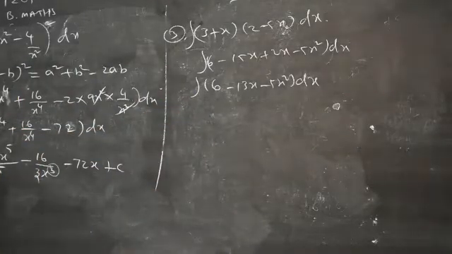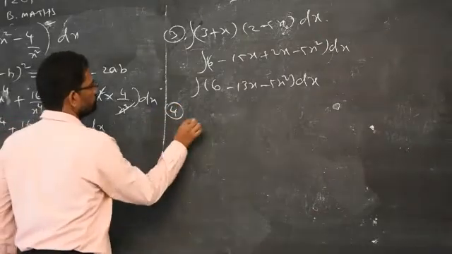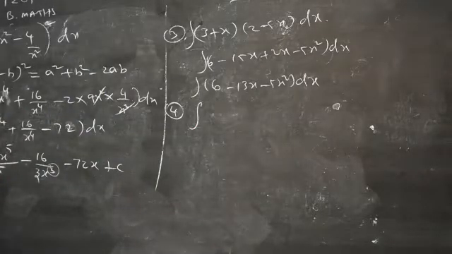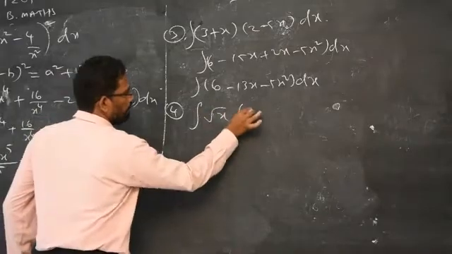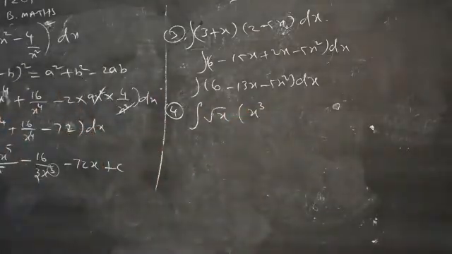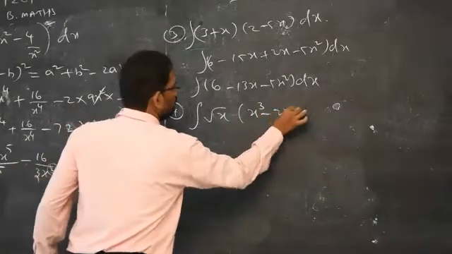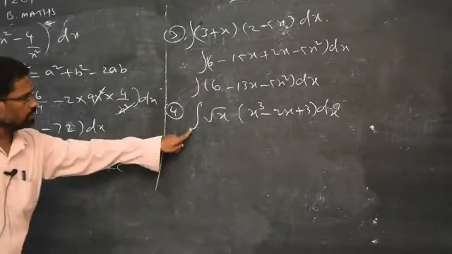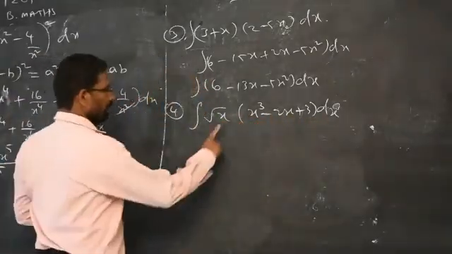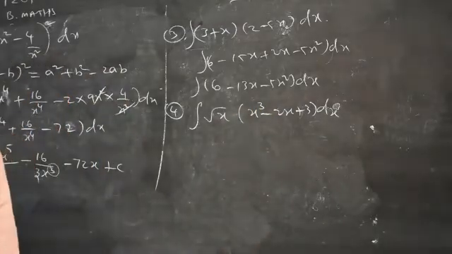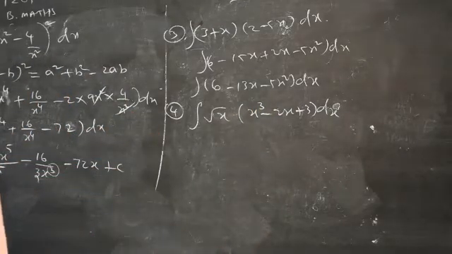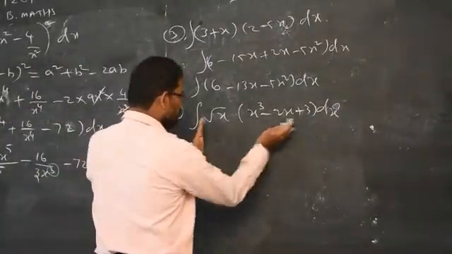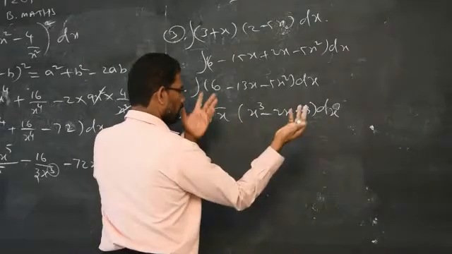And sum number 4: integral of square root of x, into (x cube minus 2x plus 3), dx. Once you use the integration symbol, you have to write dx. This is also not in general form. It is again in factor format. You cannot integrate when the integrand, this is called the integrand, is in terms of factors.